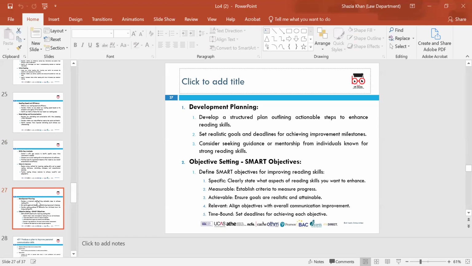Development planning: develop structured planning steps to enhance your reading skills. Set realistic goals and deadlines for achieving improvement milestones, and consider seeking guidance or mentorship from individuals known for strong reading skills.